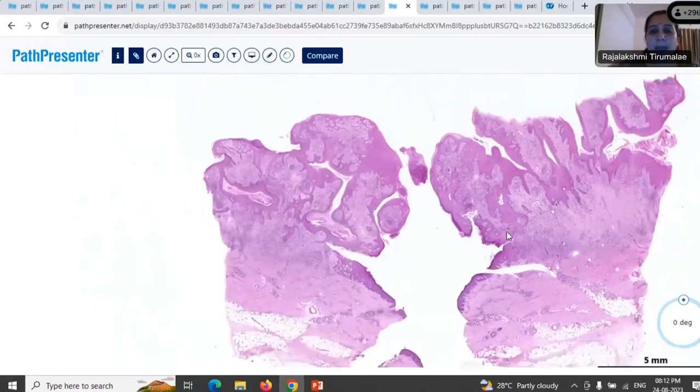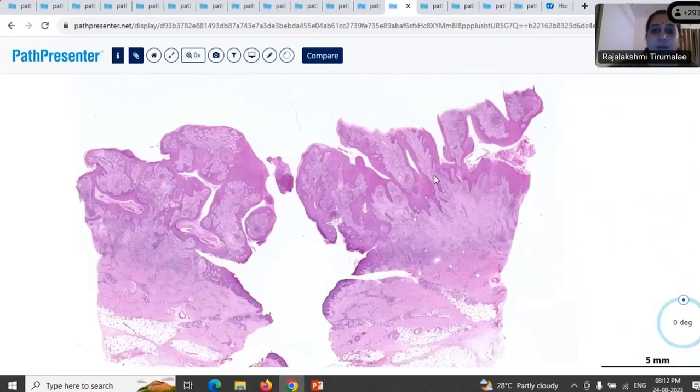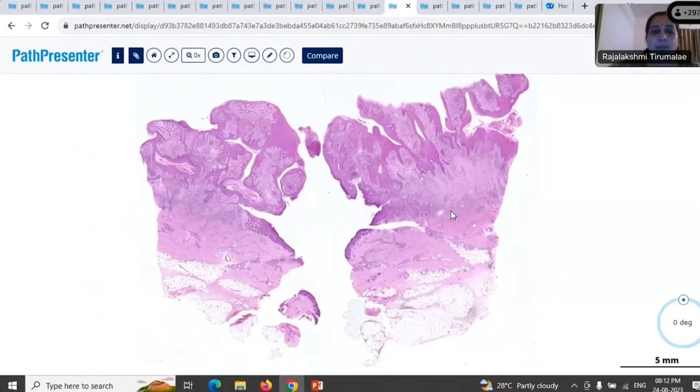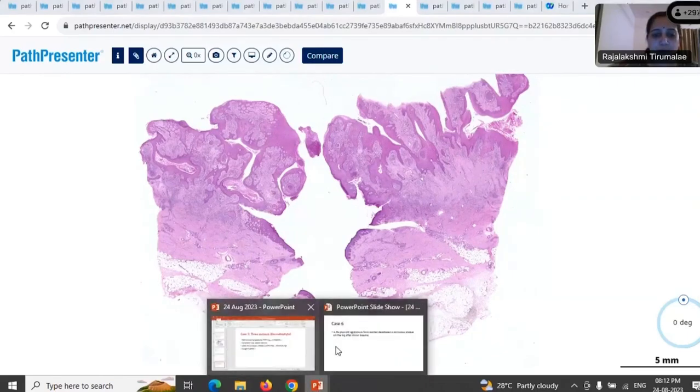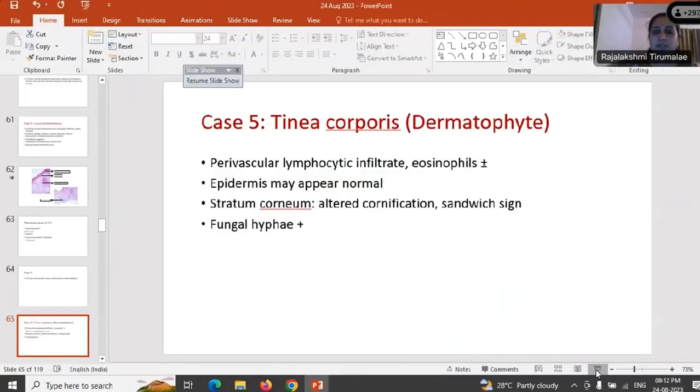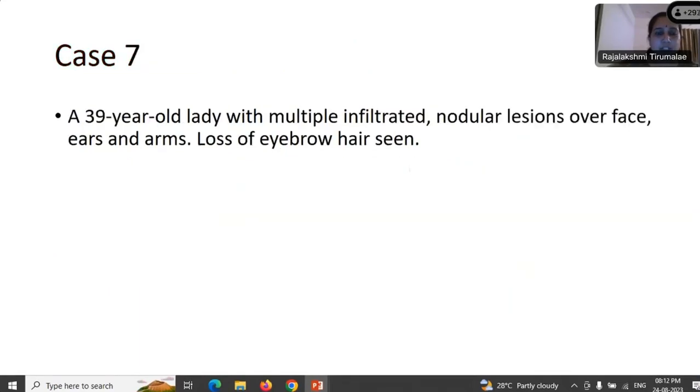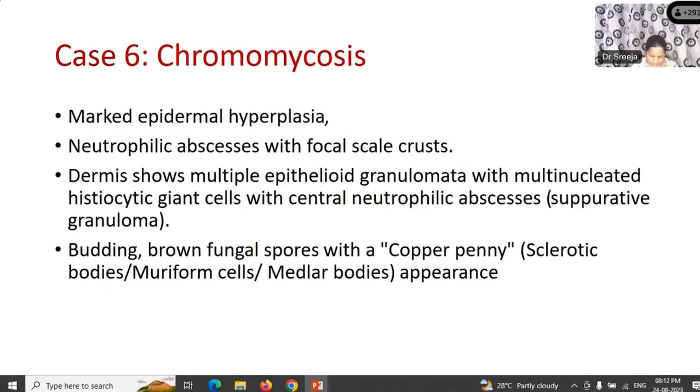Very often what happens is that there is a lot of hyperkeratosis, so we end up getting shaved biopsies. We may not appreciate the entire thickness and we may not find the organism. So it's very important to do an adequate biopsy whenever you're suspecting a fungal infection. As you rightly said, this is a case of chromomycosis and you've described all the epidermal changes, right? Tuberculosis has to be kept in mind as a differential. They can look pretty identical.